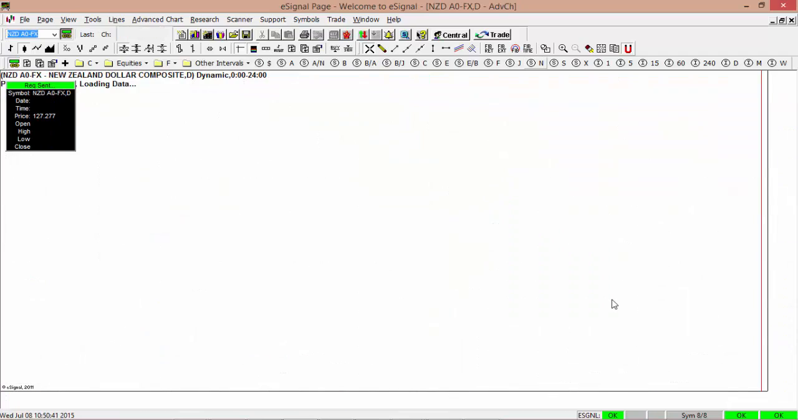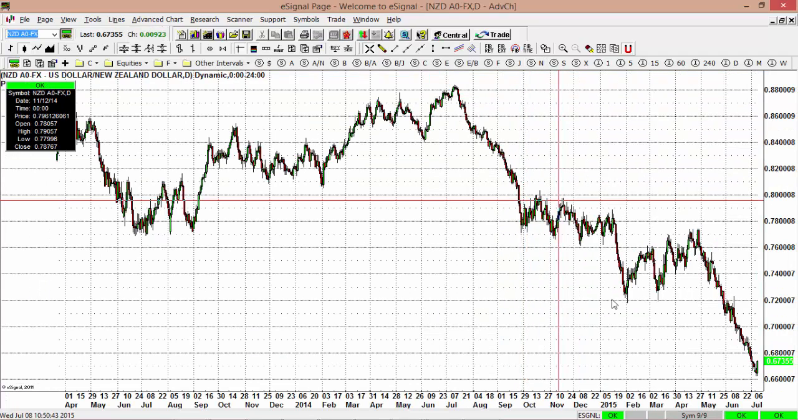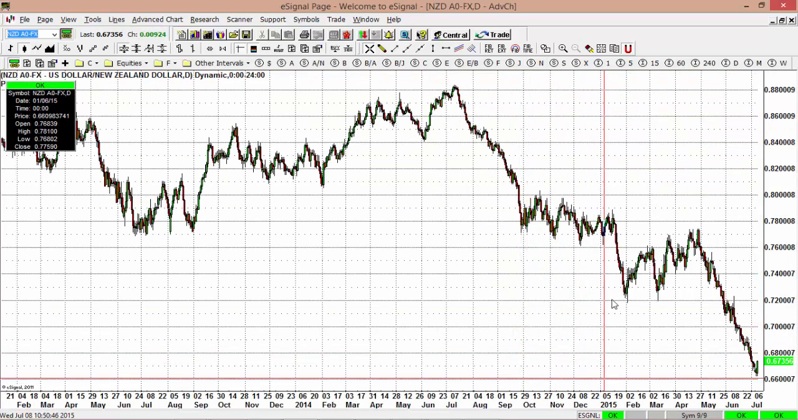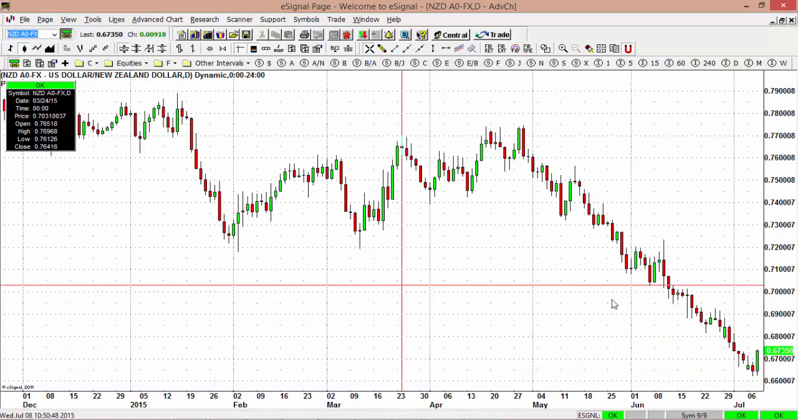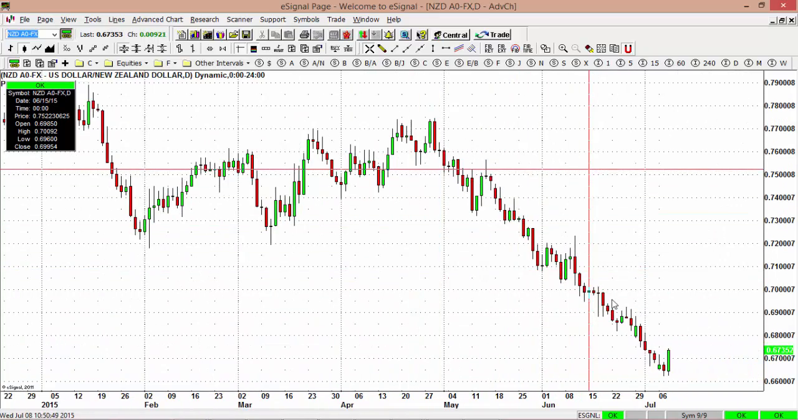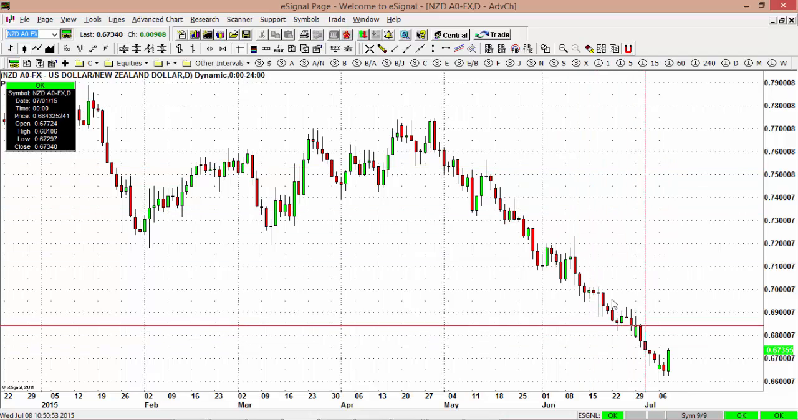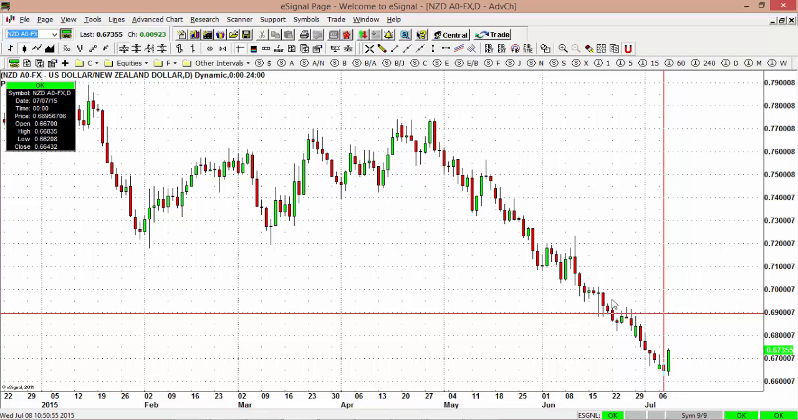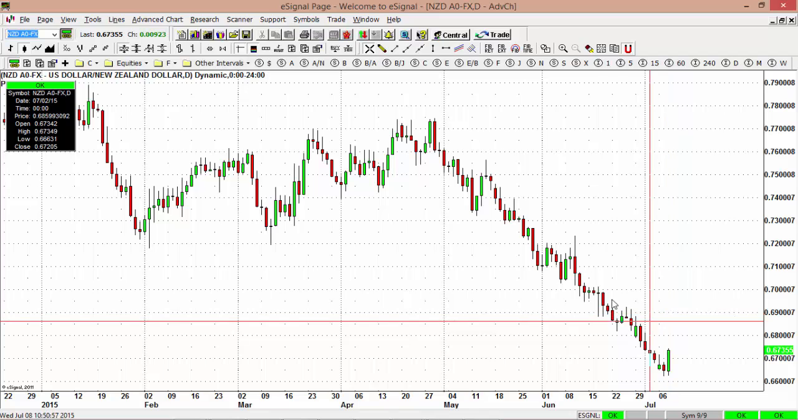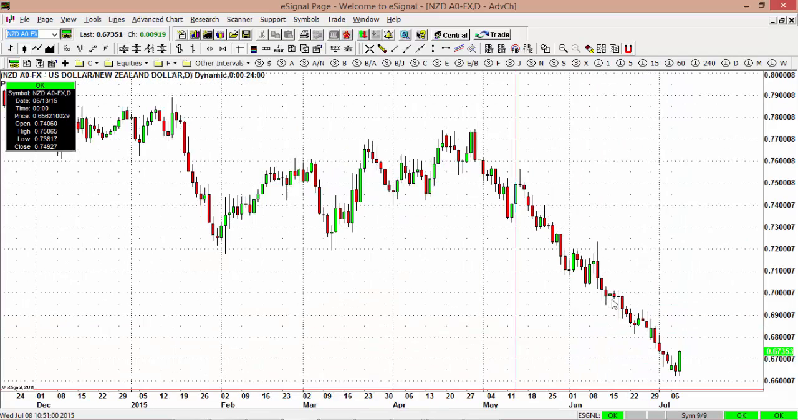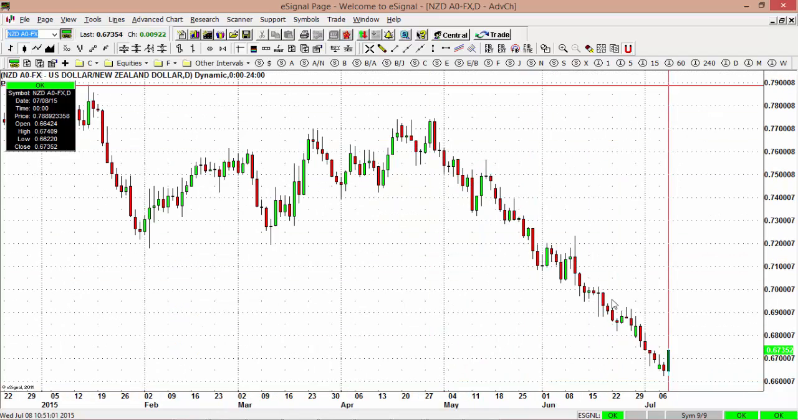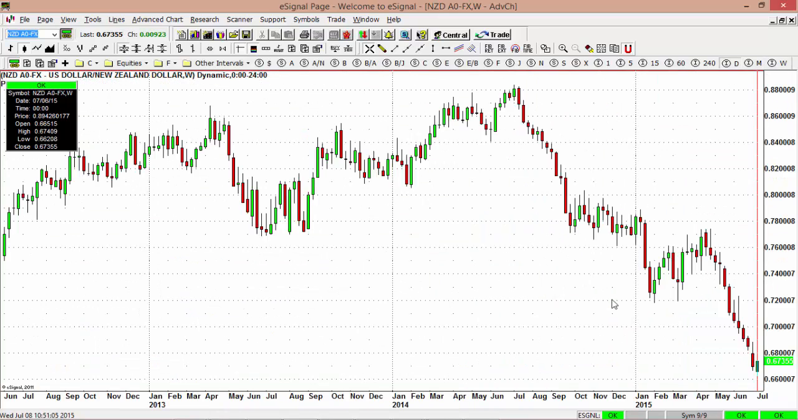Taking a look at the New Zealand dollar, which has been beaten up over the last couple of trading sessions, we have a fairly large up day today, and the market bounced out of that 66.50 low that was made yesterday. The actual low was 66.20. The market bounced out of that area and is heading up slightly.